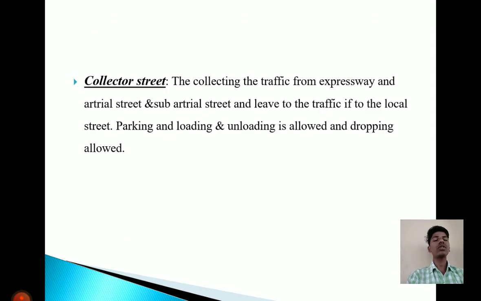Next, collector street. The collector street collects the traffic from the expressway, arterial street and subarterial street, and leaves the traffic to the local street. This is known as collector street. In the collector street, parking, loading, unloading and dropping are all allowed. All the functions are allowed.